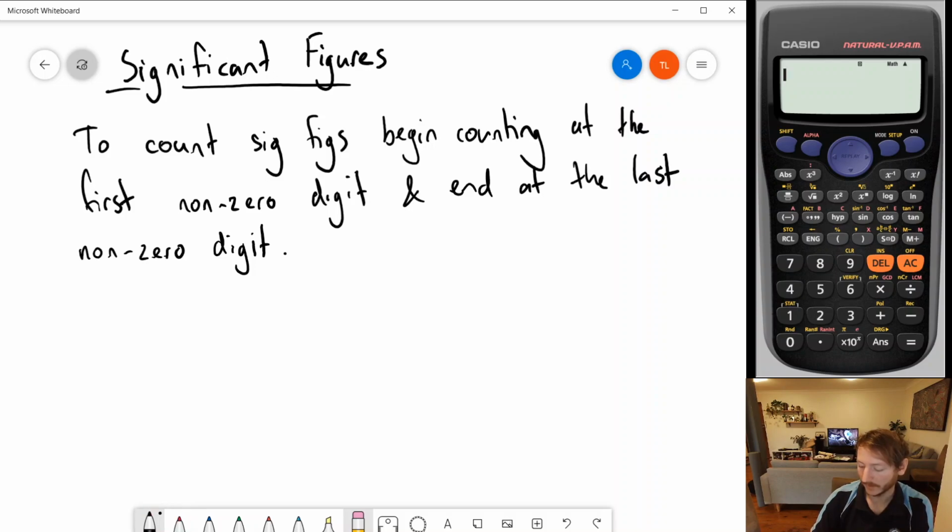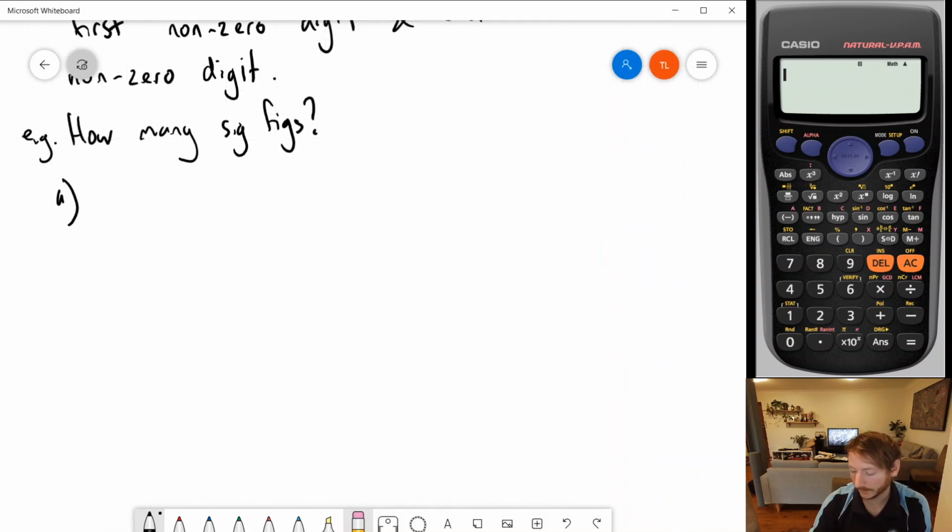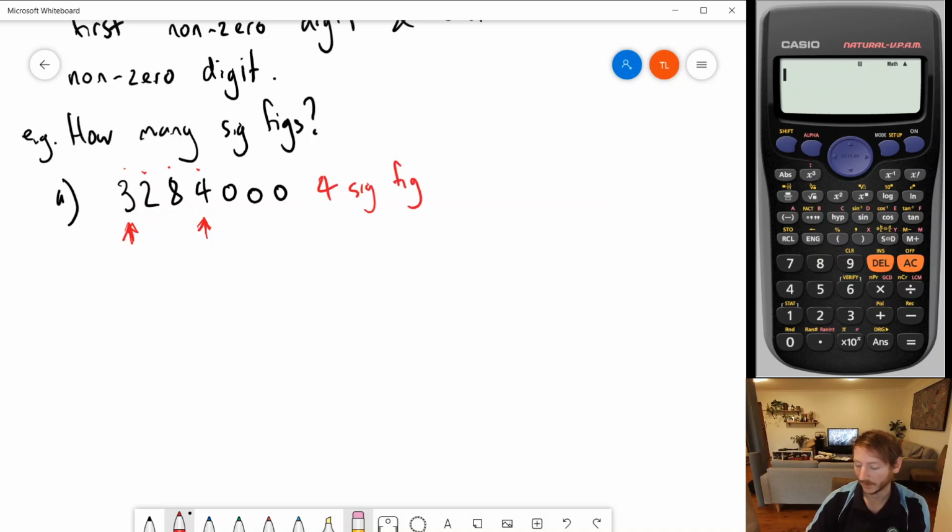So let's have a go. How many sig figs? A. Let's say 3284000. How many? Well, we start counting at the first digit that's not a zero, which is this one. And we're going to end counting at the last non-zero digit, which is that one. So 1, 2, 3, 4. That's not right, equals, because it doesn't equal 4, but you'd write 4 sig figs.